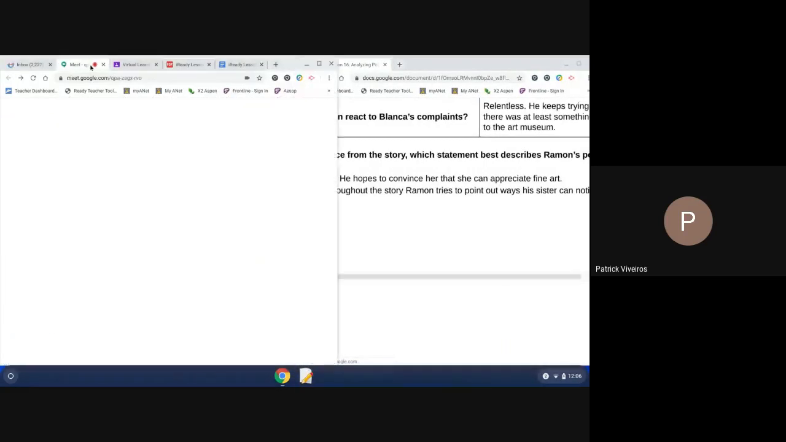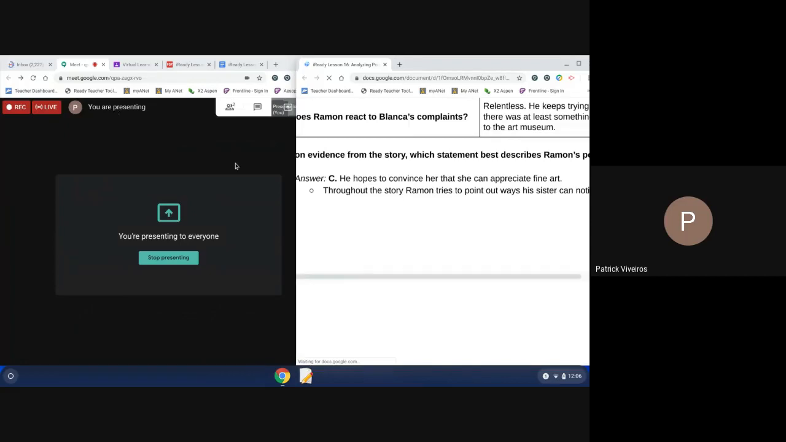So it says, for each character, identify 2 or more details from the text to support your analysis of each character's point of view. Okay, so Gessen's point of view is that he needs money in order to support his community. The evidence that we get from that is in paragraph 8.